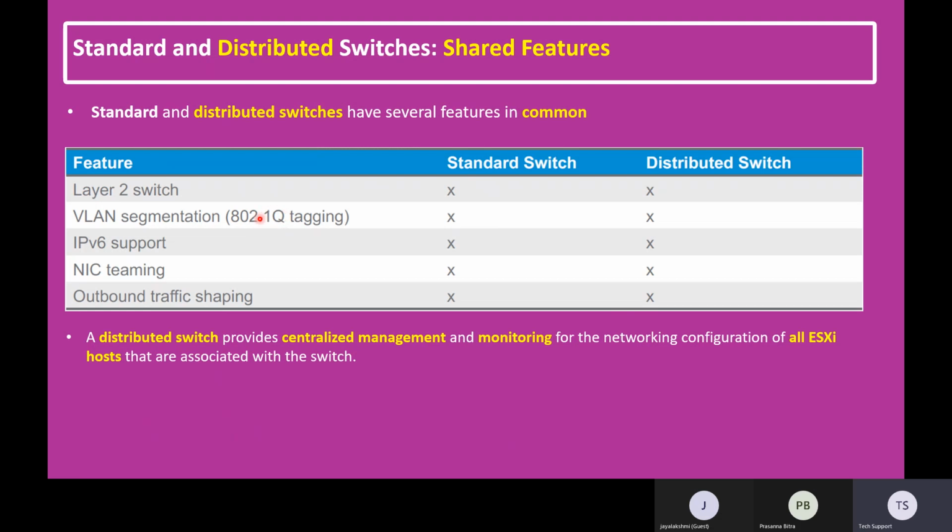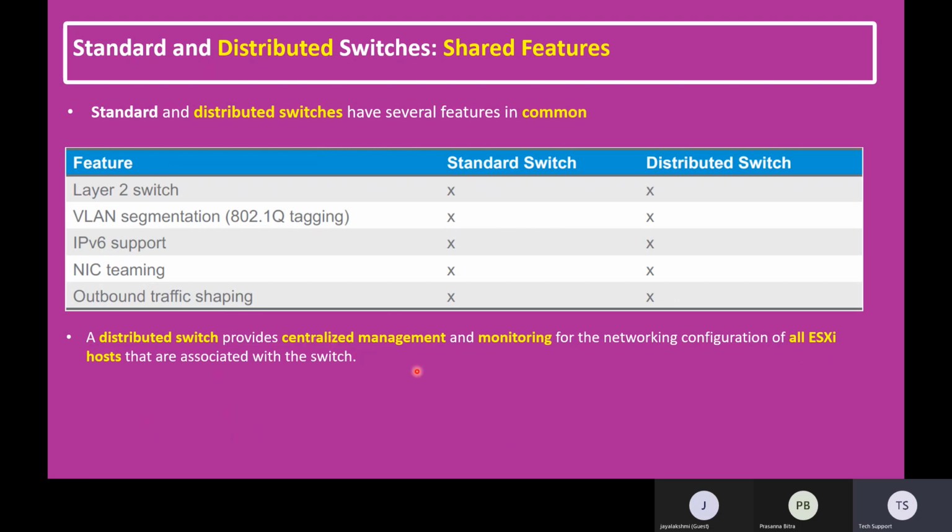This is a standard tagging code, and it supports IP version 6, NIC teaming, and outbound traffic shaping. We know traffic shaping is also one of the standard switch level policies. The same policy is applicable in the distributed switch as well. And a distributed switch provides centralized management and monitoring for the network configuration of all ESXi hosts that are associated with the switch. So this is an important point.